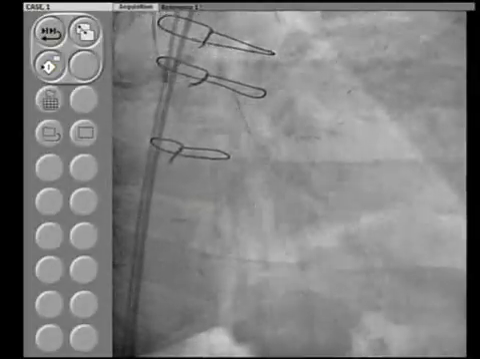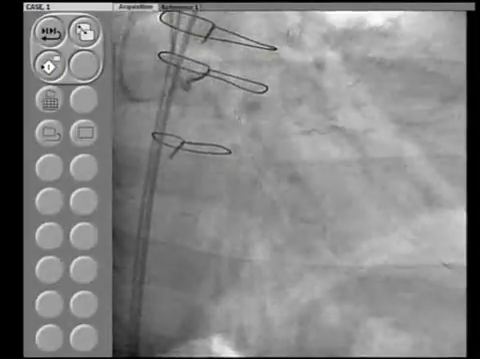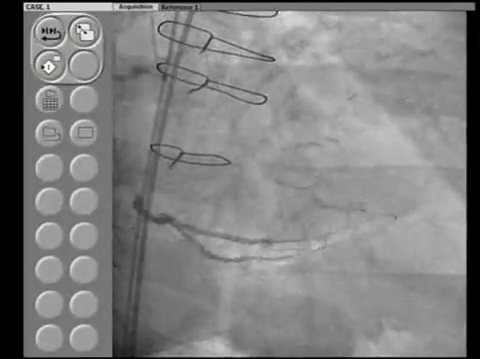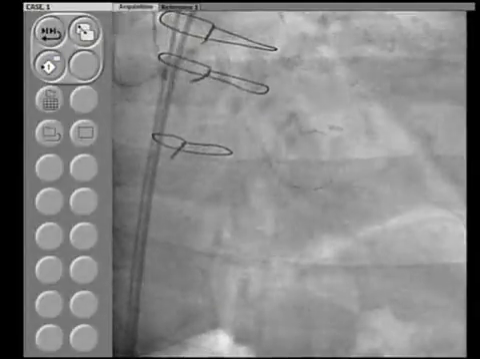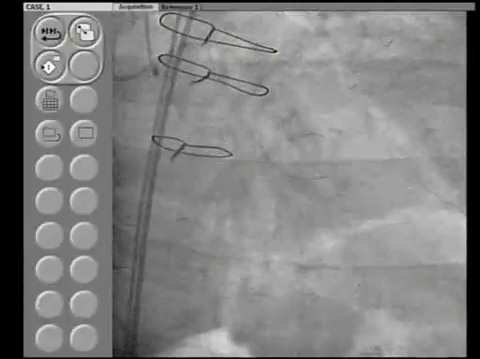Now clearly these vessels are very friable. Particularly we know the circumflex is very prone to dissection. And there are various ways to deal with it. Do you want to go with the parallel wire versus the same wire, try to get to the main lumen? As long as you can get to the distal lumen, that should be the goal. And here it looks like you need to go a little further distal.